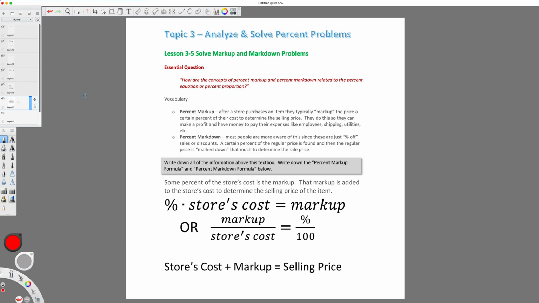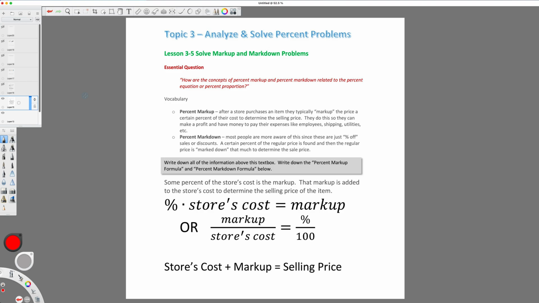Okay, welcome to the notes for lesson 3.5. This lesson is about markup and markdown problems. You may not be so familiar with markup, but markdown you should be quite familiar with. You see the signs in the stores and stuff. So we'll go over what exactly each one is.